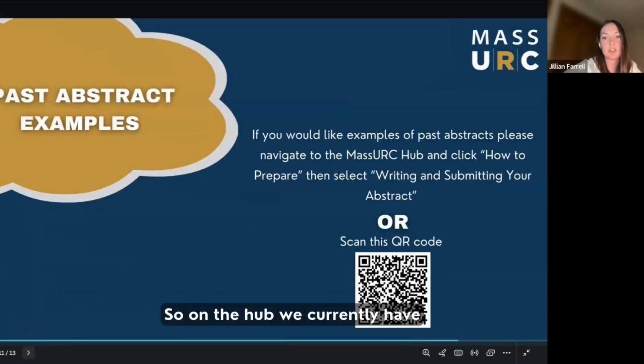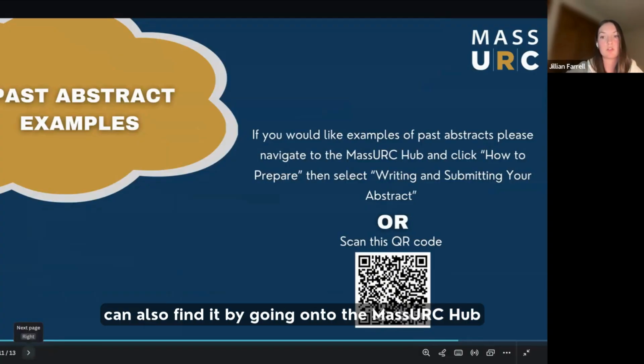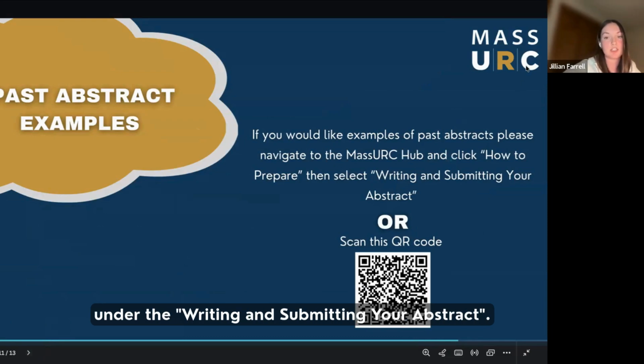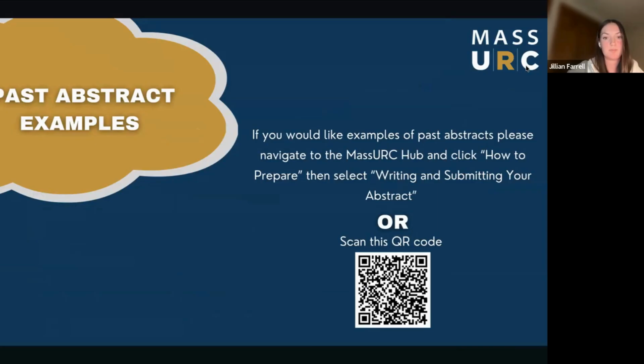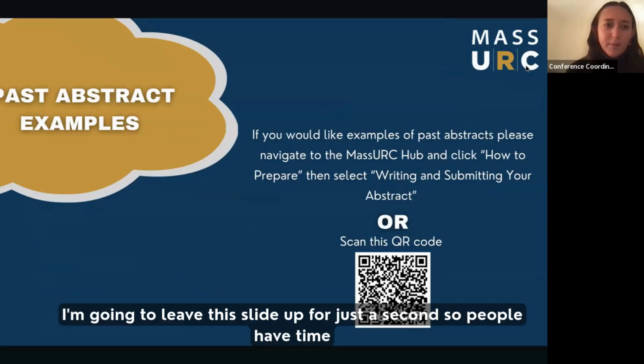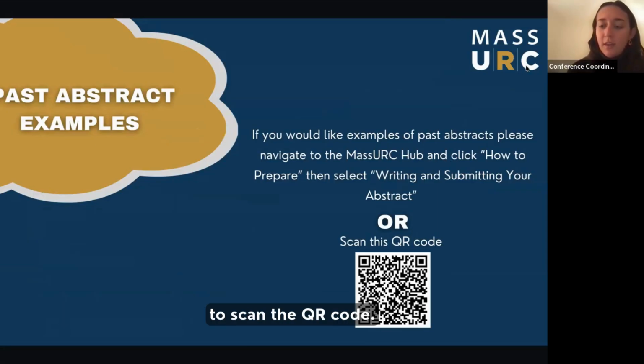On the Hub, we currently have some past abstracts that you can refer back to see some examples. You can use this QR code, or you can also find it by going onto the MassURC Hub under writing and submitting your abstract. I'm going to leave this slide up for just a second so people have time to scan the QR code.